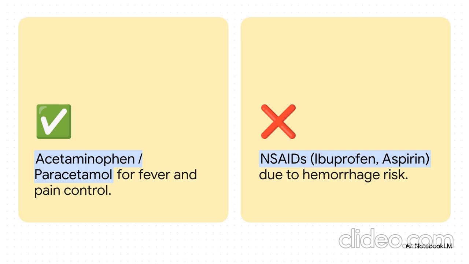You have to strictly avoid NSAIDs. We're talking ibuprofen, aspirin, all of them. And why is that? It's because their anticoagulant effects can push a patient who's already at risk into a full-blown hemorrhagic crisis. This is one of those points you just have to burn into your brain.